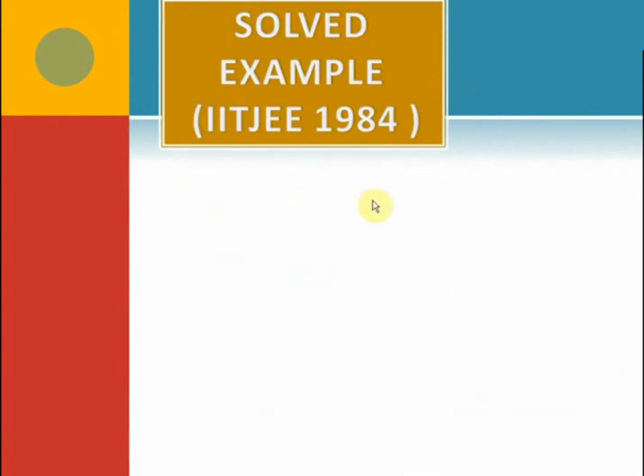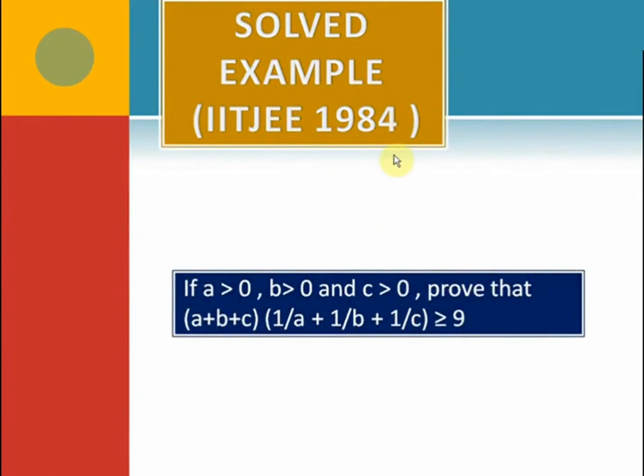Now let's try to solve an IIT problem that appeared in 1984. It says that if a is greater than 0, b is greater than 0 and c is greater than 0, then prove that a plus b plus c into 1 by a plus 1 by b plus 1 by c is greater or equal to 9.